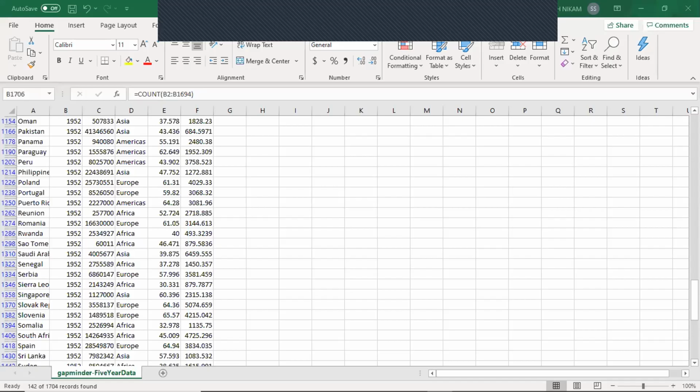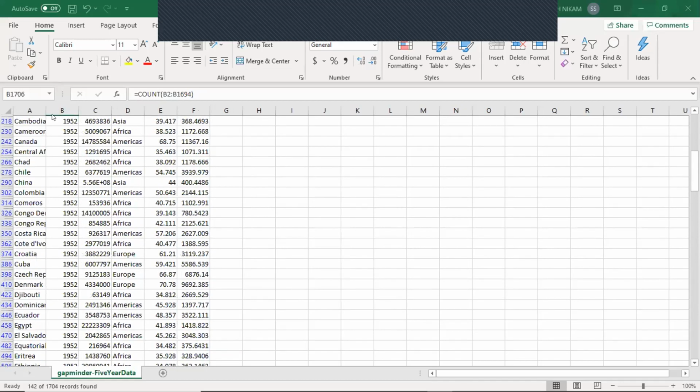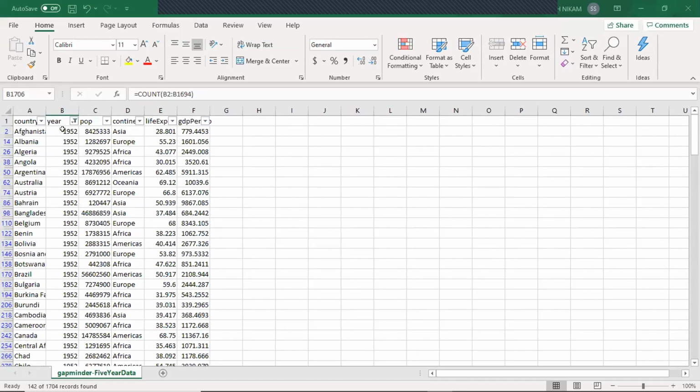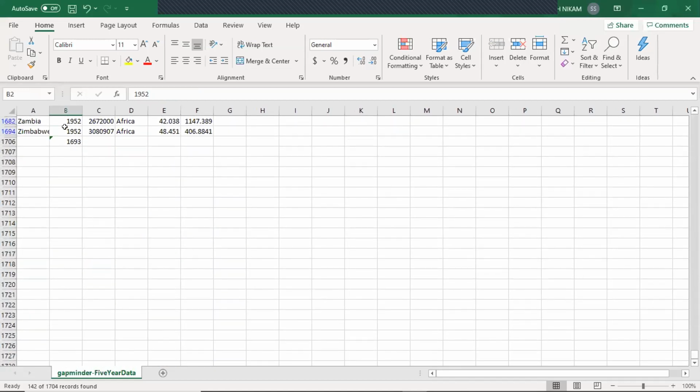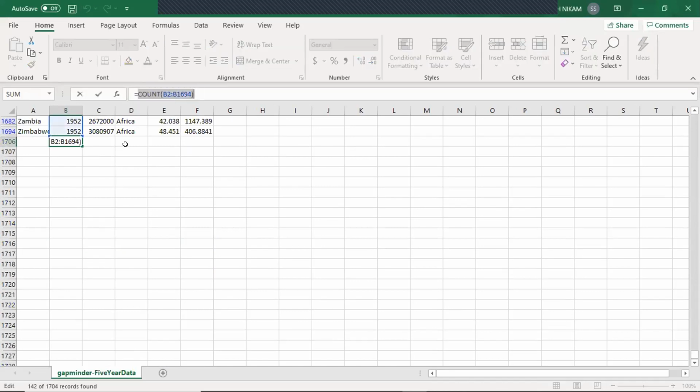Okay, so I've filtered this data, and the year is 1952 only. So if I select all this, it shows count as 142. But when I'm inserting it as a formula, it shows count to be 1693. Why is it?